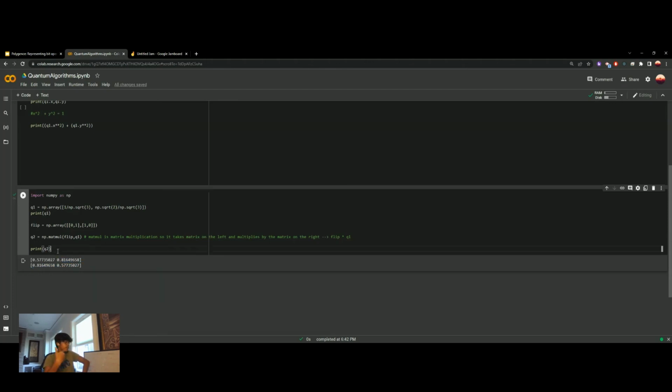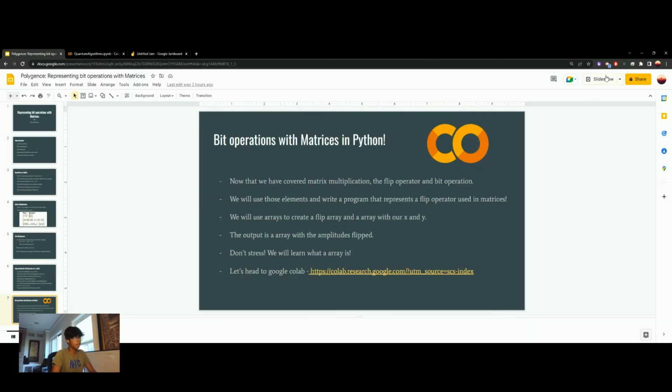Now, if we wanted to prove that this is still consistent with the law of probability, and we just added the squares, they would still be equal to one. So this pretty much sums up how matrix multiplication works and how it represents the bit operations.